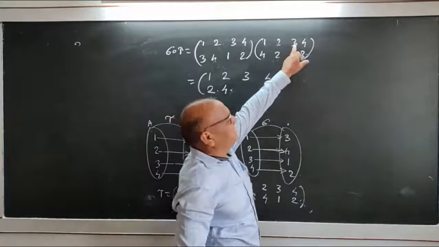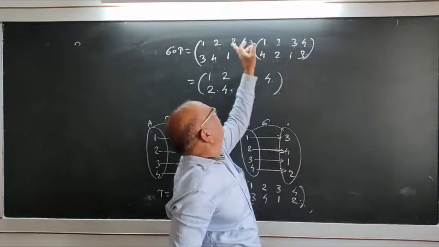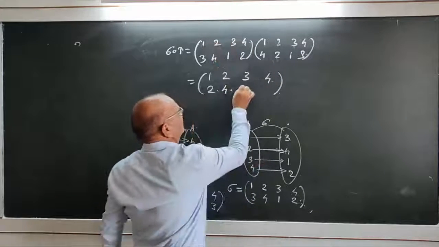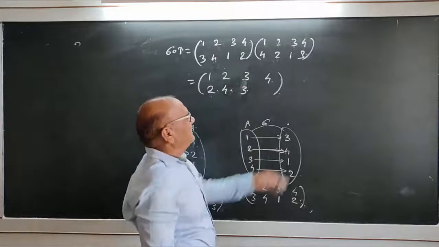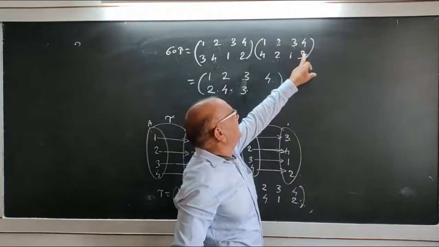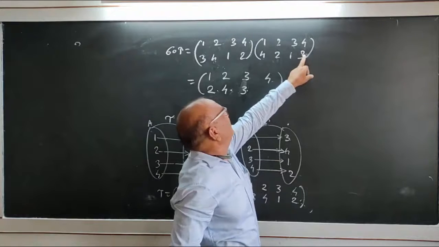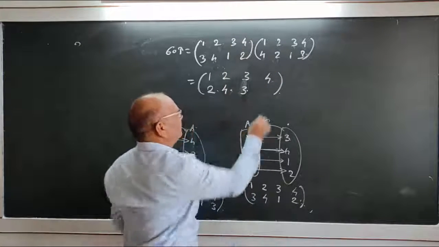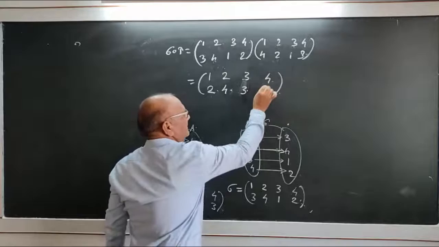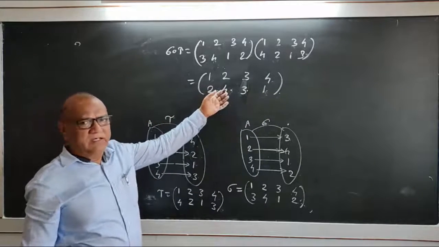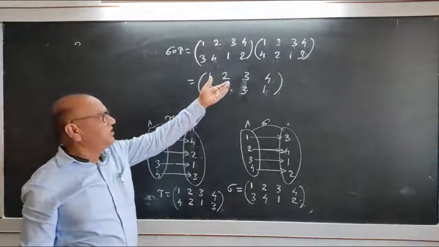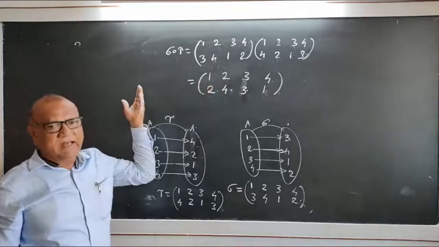See here, the image of 3 is 1. Here the image of 1 is 3. The image of 1 is 3. See here, 4: the image of 4 is 3, and here the image of 3 is 1. So the product is computed like this, from right to left.